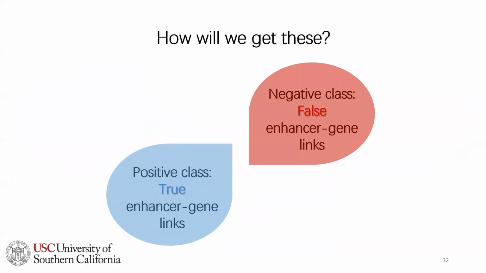So how will we get these? The positive class needs to be a set of enhancer gene links that we know are true. And the negative class would be a set of enhancer gene links that we know are not true. How can we get such a set? To start with the positive class, unfortunately, there's no central repository for experimentally validated enhancer gene links. There's no gold standard enhancer gene link database, so we can't pull from anything like that.